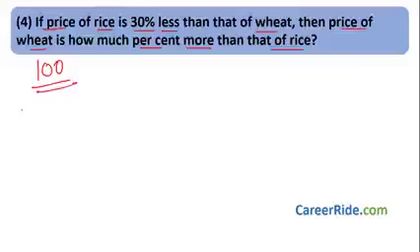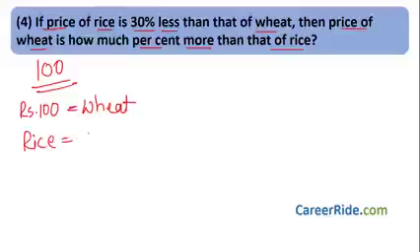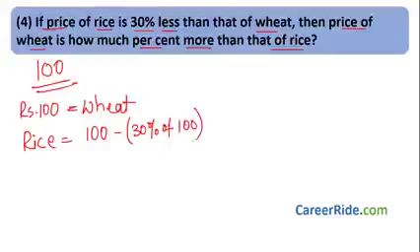So let us assume that the price of wheat is rupees 100, right? Because they have given price of rice is 30% less. So what would be the price of rice? That would be 100 rupees minus 30% less. 30% of what? 30% of wheat's price, that is nothing but 100 rupees, right? So 100 rupees minus 30 rupees, 30% of 100.